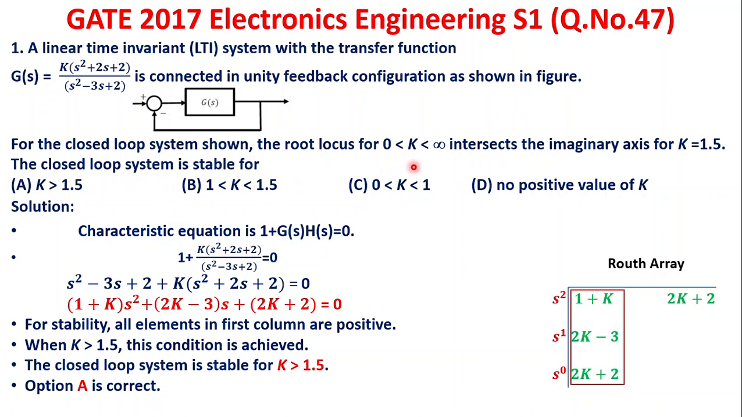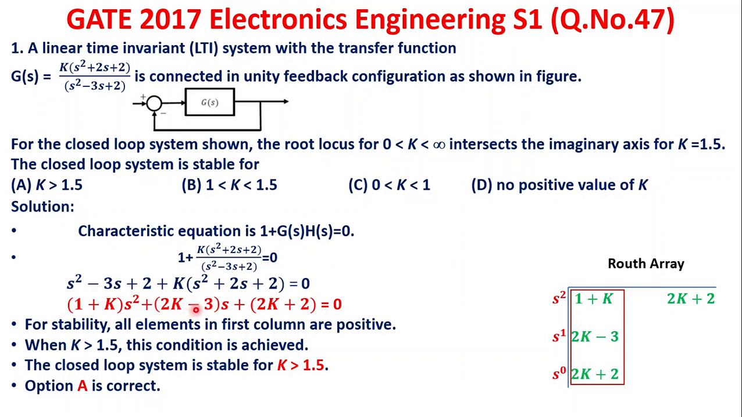Since they have already given where it intersects the imaginary axis, we only have to check the stability. We have to use the Routh stability criterion. The open loop transfer function is given, so the characteristic equation is 1 + G(s)H(s) = 0 as usual. G(s) we have written straight away, H(s) is 1, so we have to take the LCM and simplify.